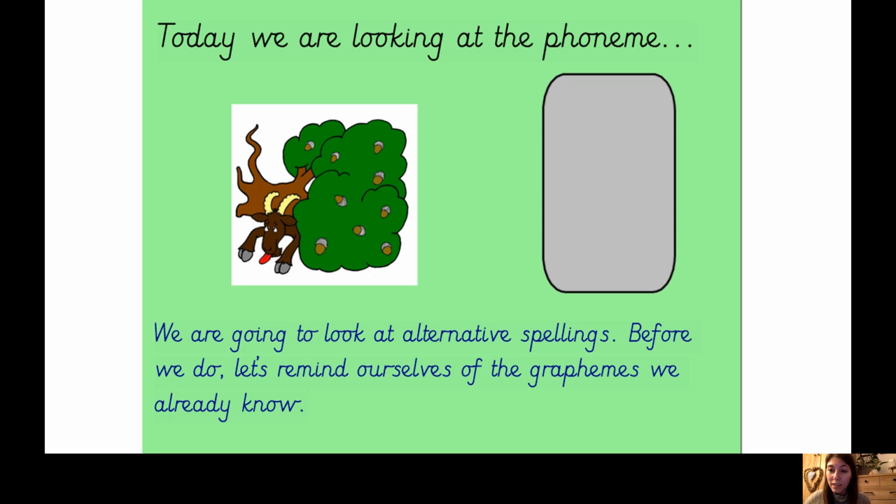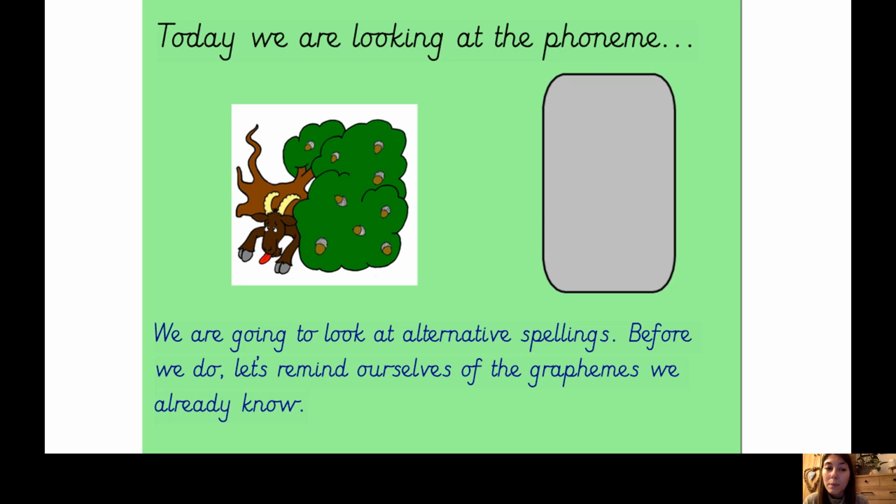Now I wonder if you could write down any of the O graphemes you know. We do know quite a few. We've learnt digraphs, we've learnt split digraphs, we've learnt single letter graphemes that spell the O. I wonder if you could write down as many as you know now.